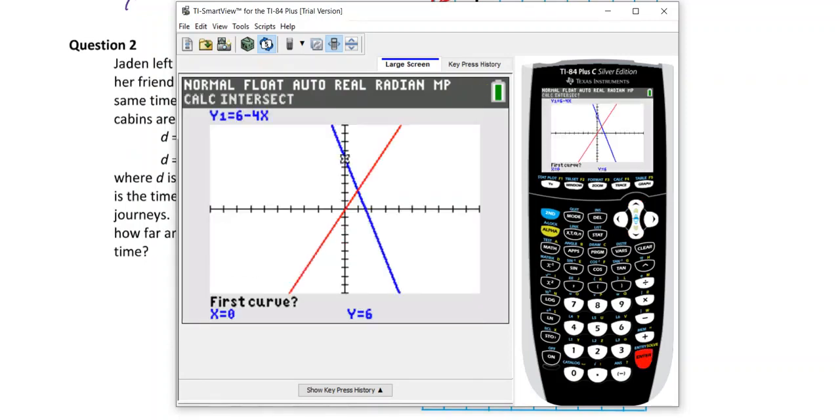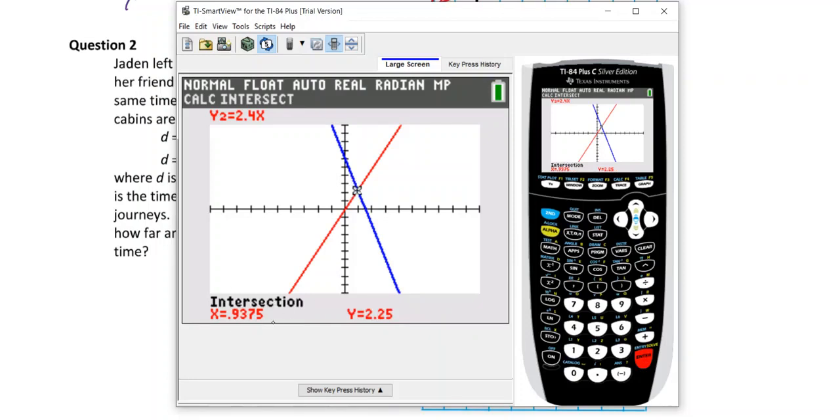So now again, it's asking us first curve and second curve. So I'm going to go over to just closer to it. Doesn't matter though. And then enter. And now it's asking second curve. Well, now do you see how it's on the red one there now? I'm going to say, yep, that's the second curve. And it's saying take a guess. I'm going to say, yes, please do take a guess. And then there is my intersection.